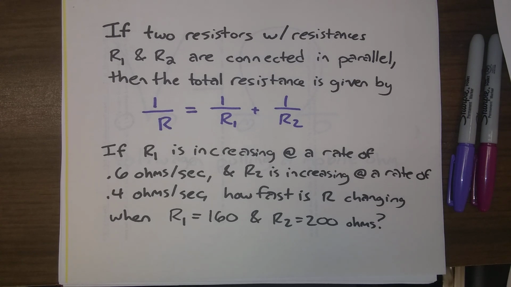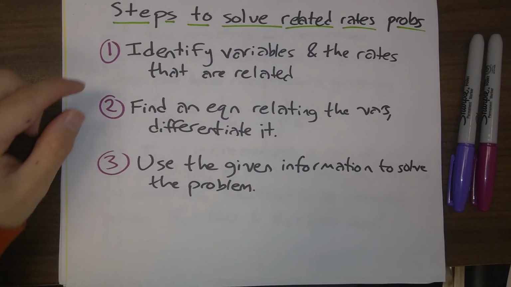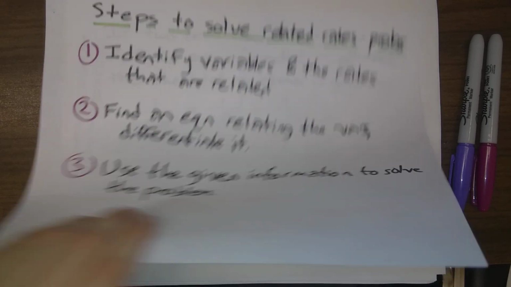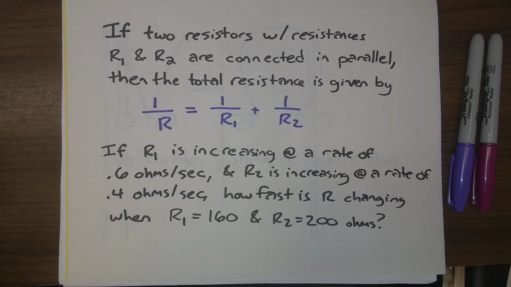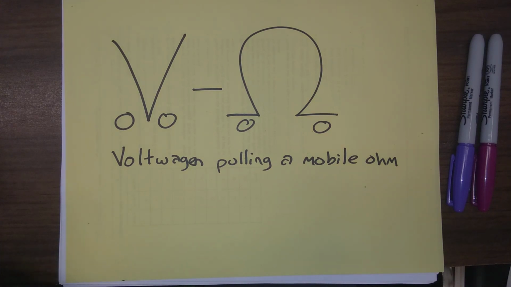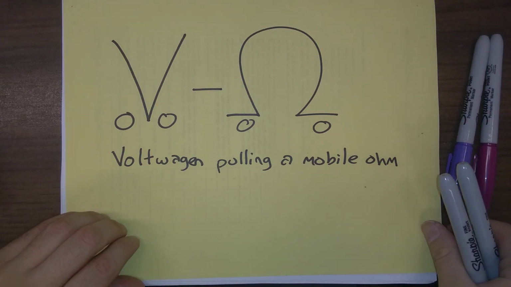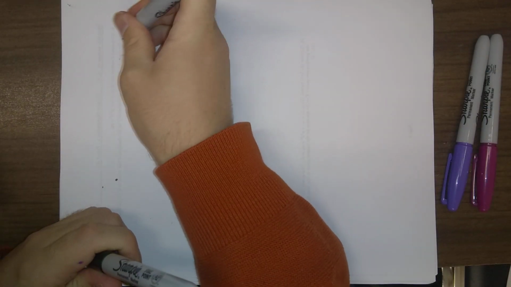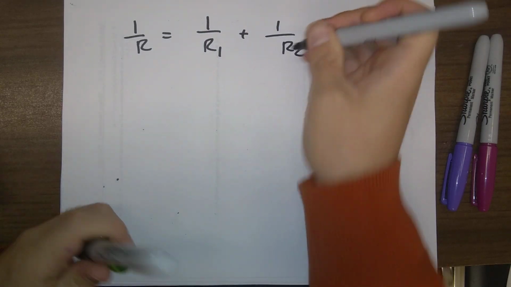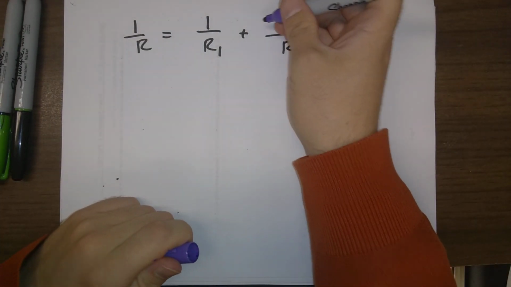So this one, in our list of things, we basically already have the variables and the rates that are related. R1, R2 is what's going on here. We already have the equation that's relating the variables. So what's left for us to do here is to differentiate our equation with respect to time and then plop in things. So let's do that.